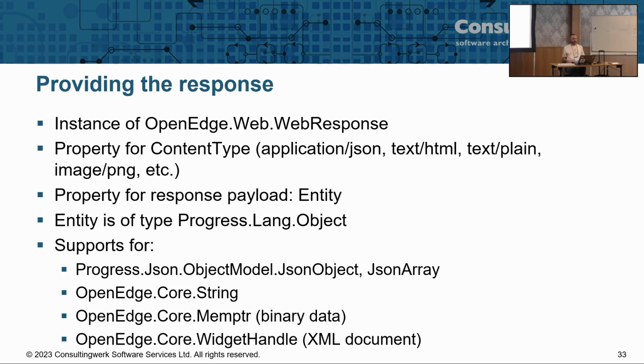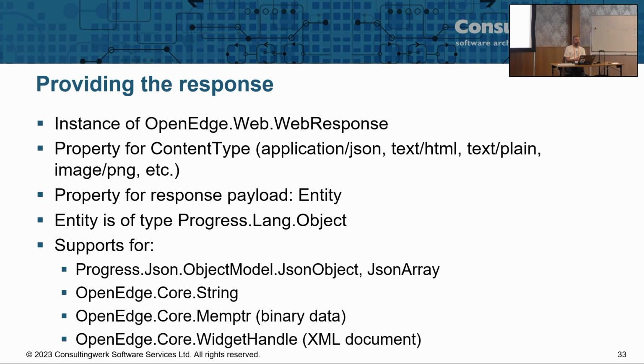Providing the response, right. The response is of the type web response, and you need a content type. That content type can be application/json, text/html, text/plain, image/png, binary, whatever a web server can return, you can return with your web handler. So you could also return a PDF or a docx, whatever you like.